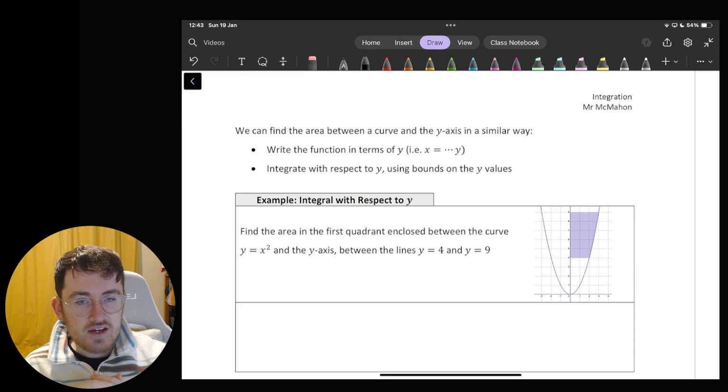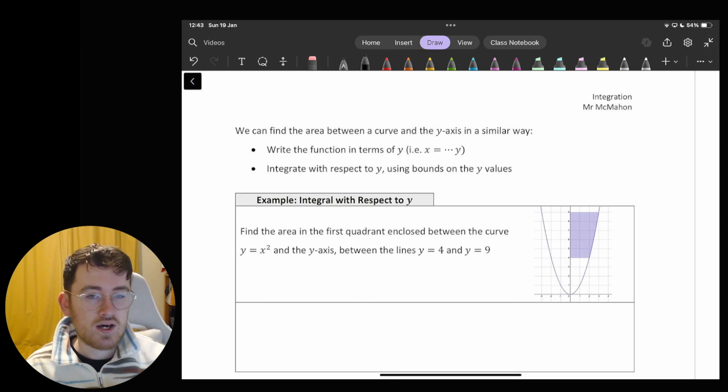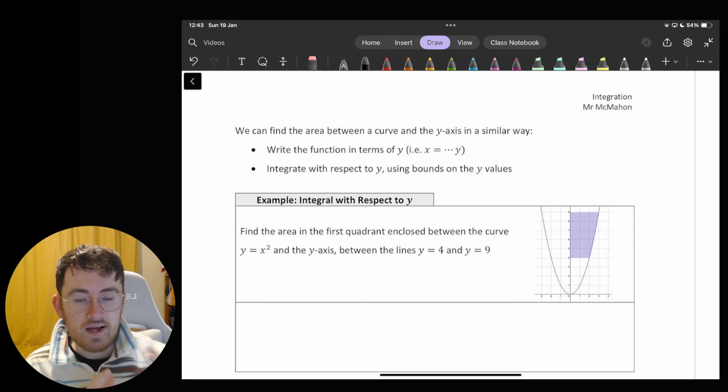So the steps I've laid out here are fairly straightforward. The first step is to write the function in terms of y, so just rearranging the function, expressing it in terms of y instead of x, and then integrating with respect to y using the bounds on the y values.